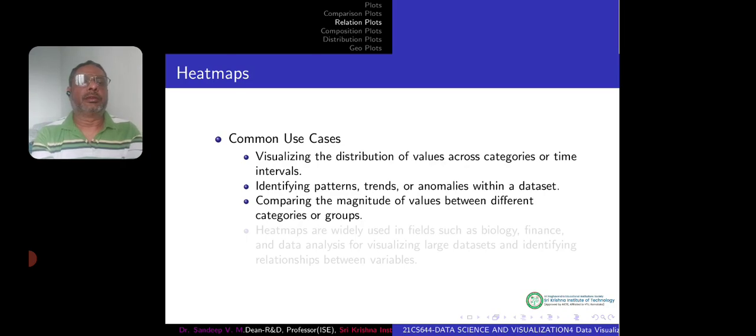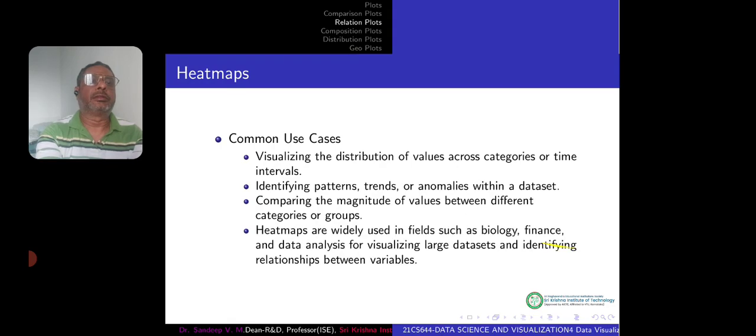Useful for comparing the magnitude of values between different categories and groups, because these colors talk about the magnitudes. Heat maps are widely used in fields such as biology, finance and data analysis for visualizing large data sets and to identify relationships between the variables. This we had seen in the previous session, that in one plot so much information was hidden. So when it comes to a large data set, and you are trying to visualize it, heat maps are the best way of doing it.